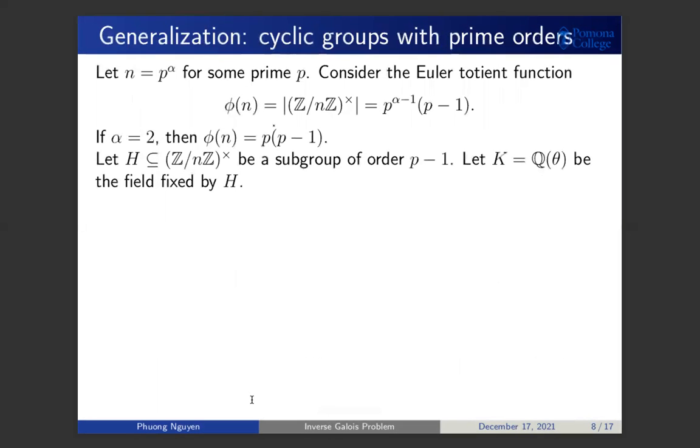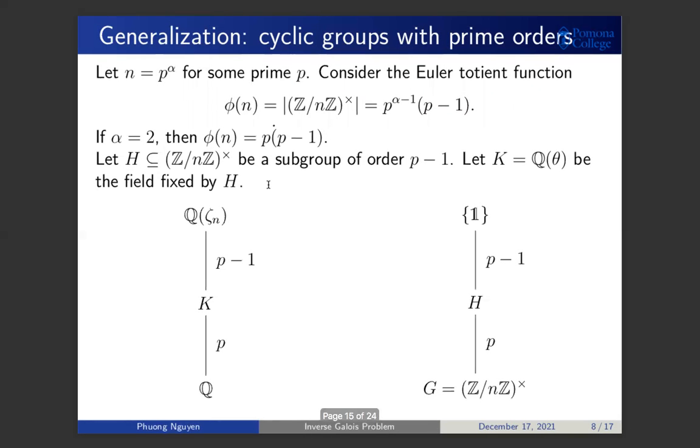So let n equal p to the power of alpha for some prime p. We consider the Euler totient function phi of n, which is equal to the size of the group (Z mod nZ) cross, and this is equal to p to the alpha minus 1 times p minus 1. If alpha is 2, then this Euler totient function is just p times p minus 1. So we substitute alpha into this function, and then let H be a subgroup of order p minus 1, and let K, Q adjoin theta, be the field fixed by H.